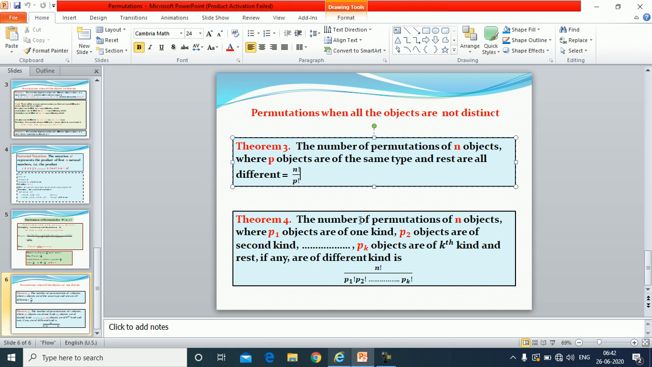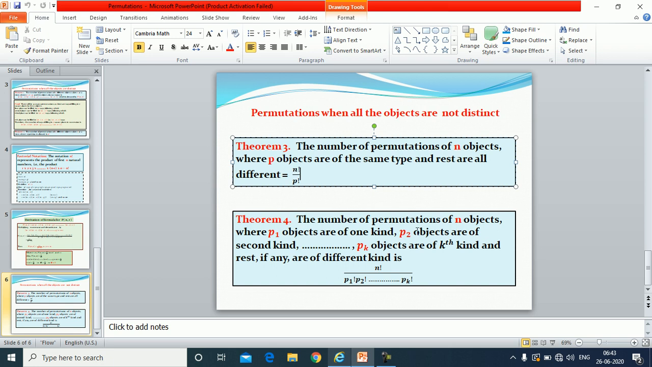So this is what the theorem says. Suppose you have to arrange all the letters of mathematics. Then you will see there is one object M which is appearing 2 times. So it says P1 objects are of one kind. So there are 2 objects which are of the same type. What is that type? It is M. Then P2 objects are of second kind. T you can take. T is the second object where 2 T are appearing. Like this we can have many more. Pk objects are of kth kind.